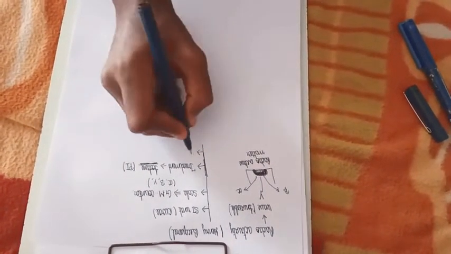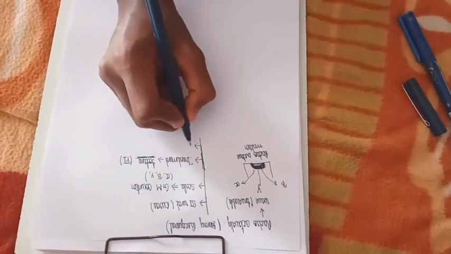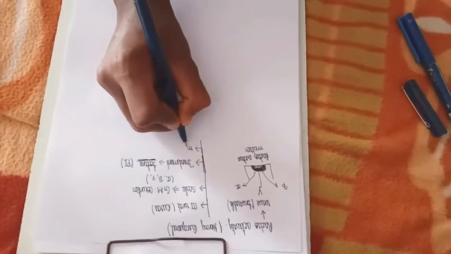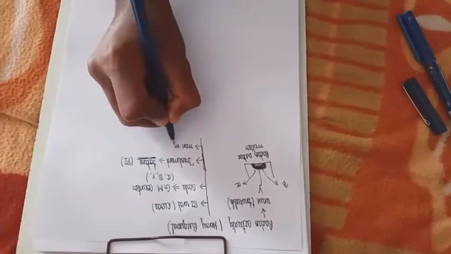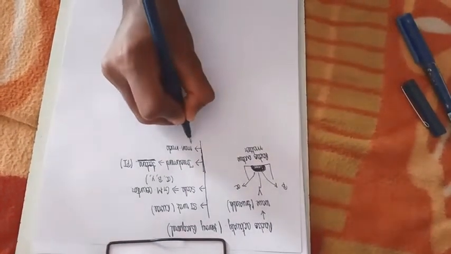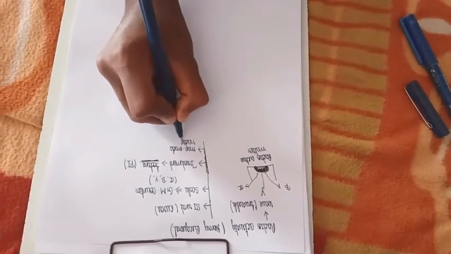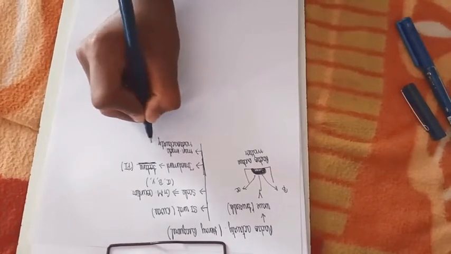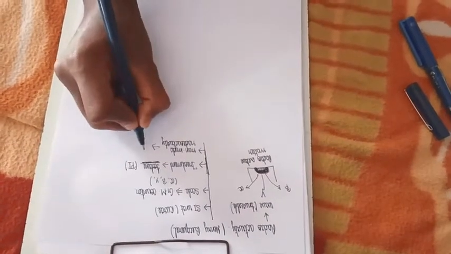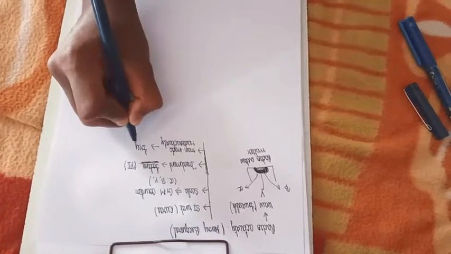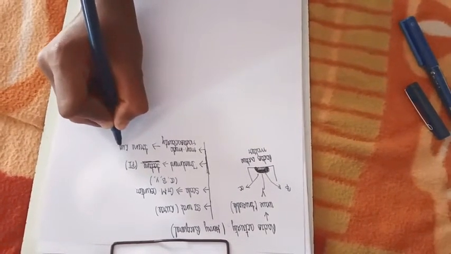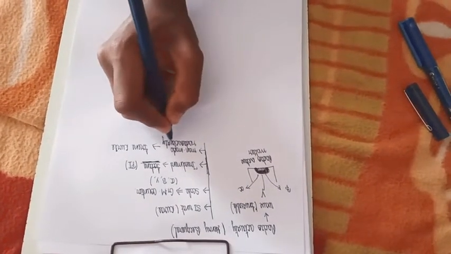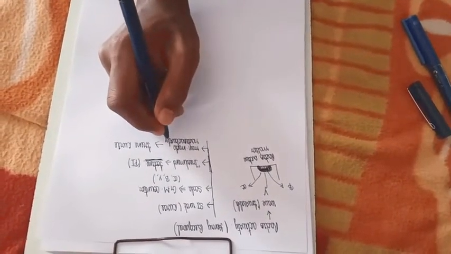And the fourth point, who discovered artificial radioactivity or man-made radioactivity? That is Irene Curie. Irene Curie discovered man-made radioactivity or artificial radioactivity.